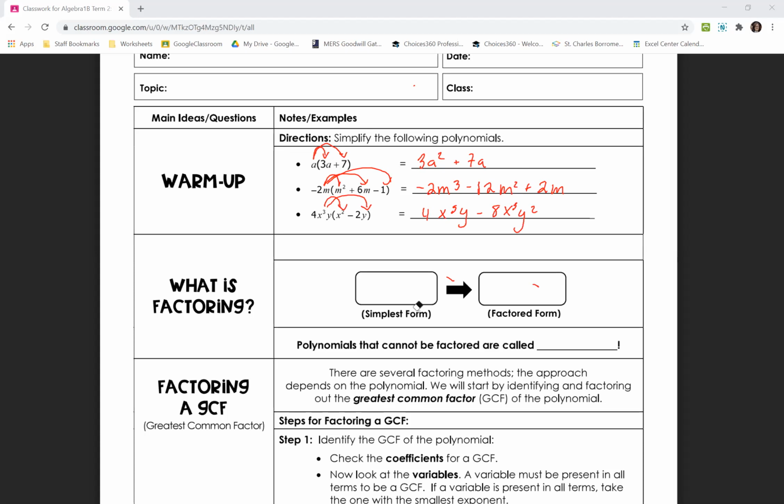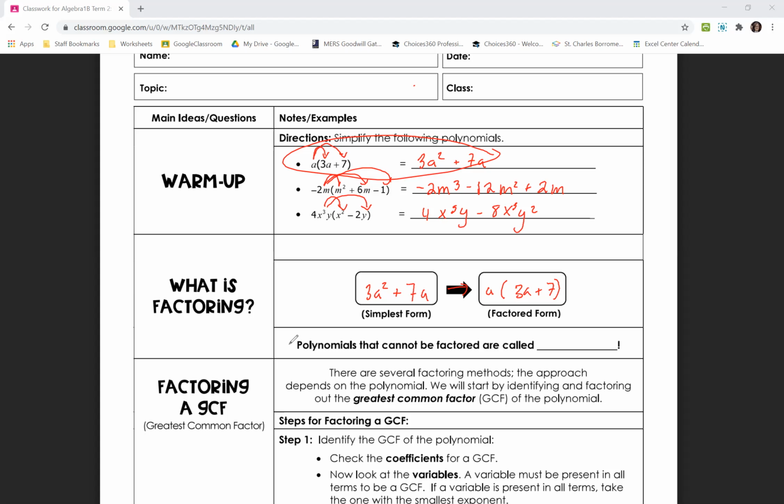So today what we're going to be learning how to do is going the opposite way, taking a simplified form, the simplest form, into the factored form. So maybe we use this example. They're going to give you this, and it's going to be your job to rewrite it like this. Do you notice how you're rewriting it into a multiplication problem? This is a times all of that. So you are factoring. We call it a factored form.